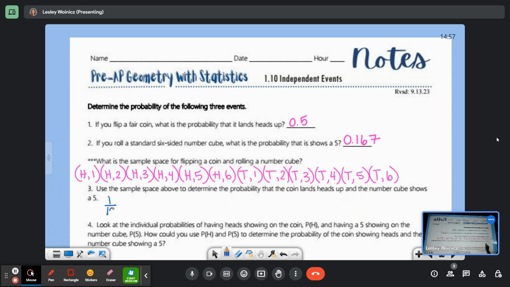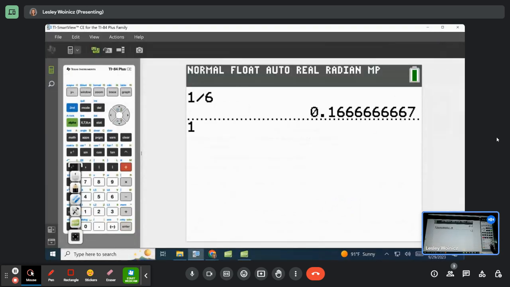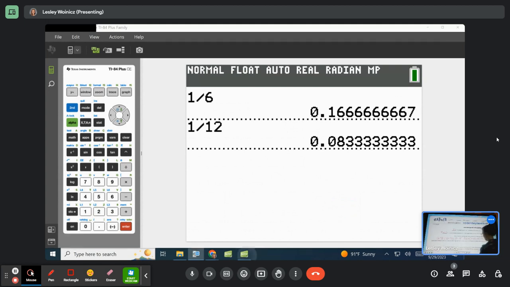As a decimal, that would be 1 divided by 12. I'm getting 0.083.